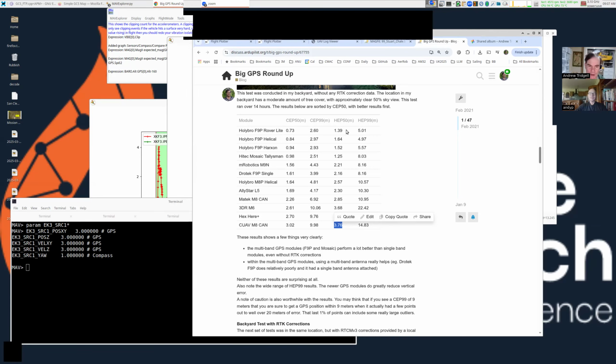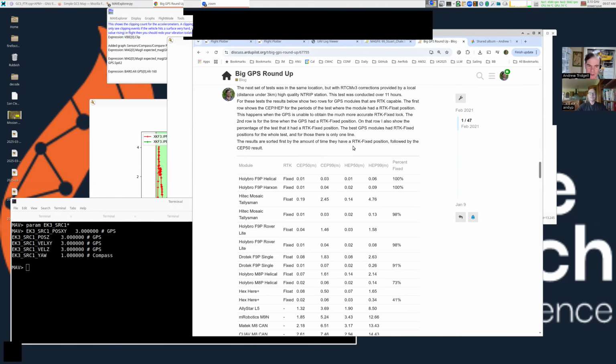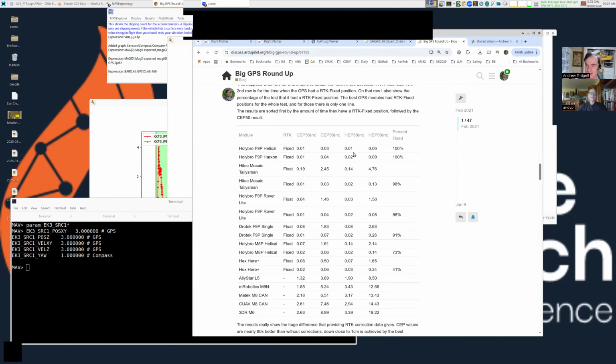If you look at the more expensive GPSs, significantly less error. And if you really want to be fancy, you use something called RTK. We have an RTK base station. And then you get down to like 1 centimeter of errors, right?